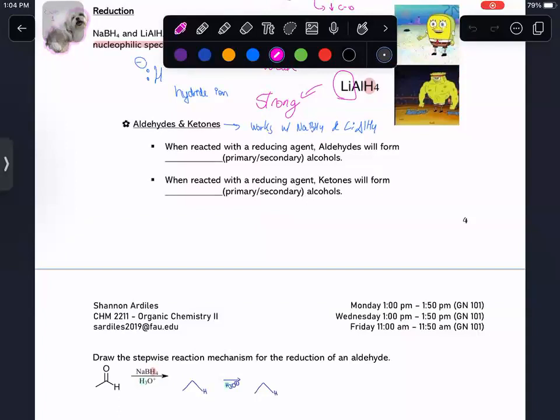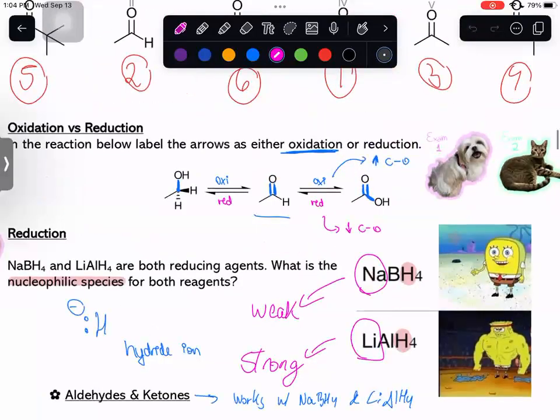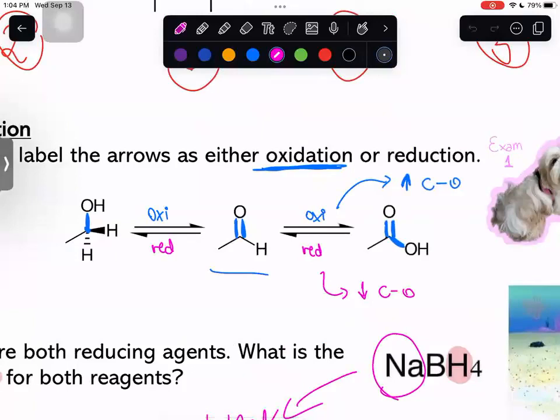Adding bonds to oxygen. Reduction is breaking a bond and losing... Basically, yes, you're decreasing the amount of bonds between carbon and oxygen. Oxidation is increasing the amount of bonds between oxygen and carbon. So please remember that. Oxidation is when we go from an alcohol to a carbonyl. Reduction, when we go from a carbonyl to an alcohol group.